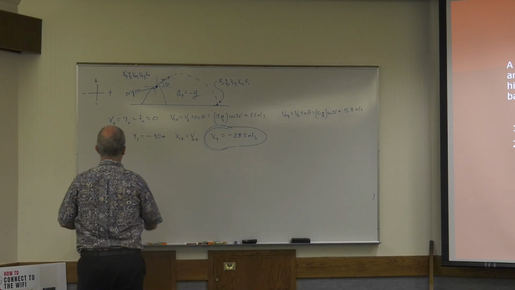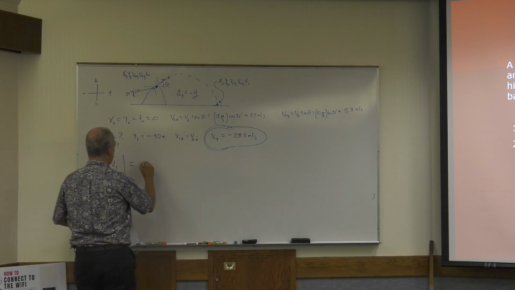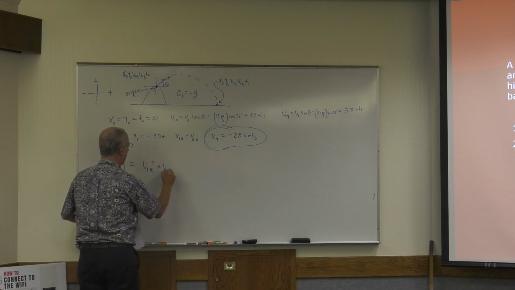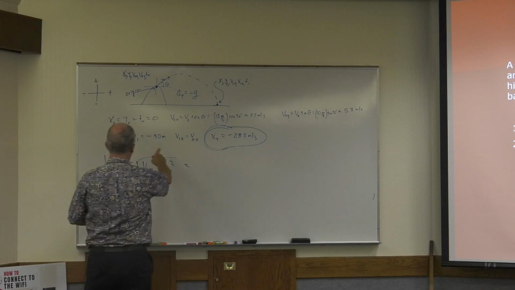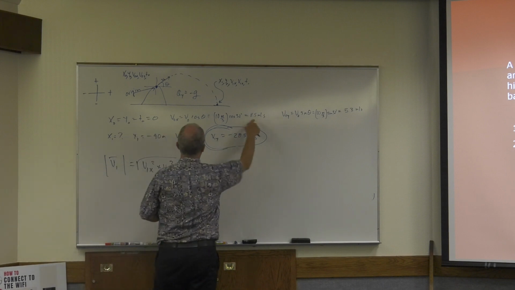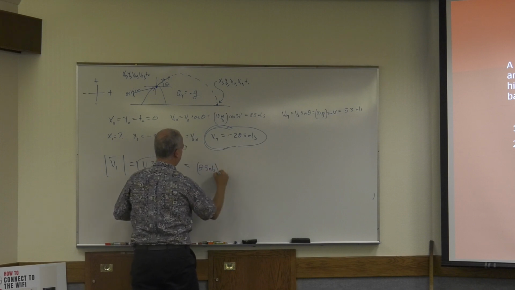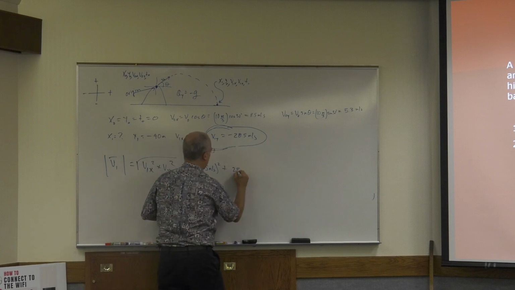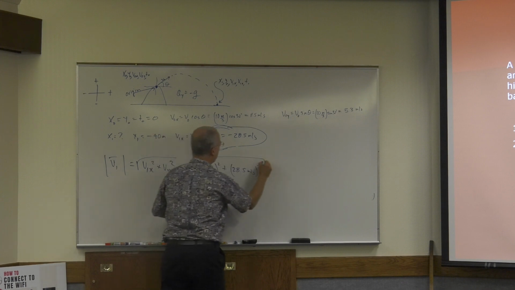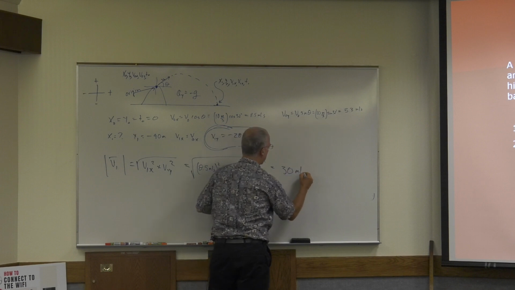Okay, so now we have to get v1. The magnitude of v1 is the square root of v1x squared plus v1y squared. So what's v1x? Right there, 8.5 meters per second. We're going to square that, so we don't care about the minus sign. 28.5 meters per second, squared, square root of. You do that, you get 30. Wow, nice number. 30 meters per second.